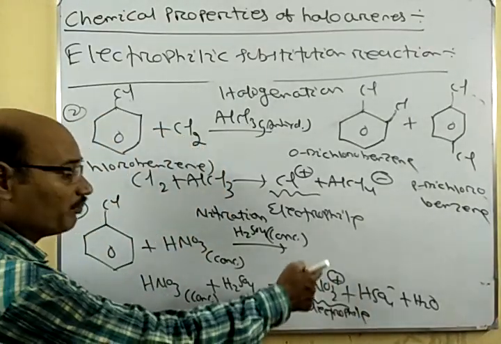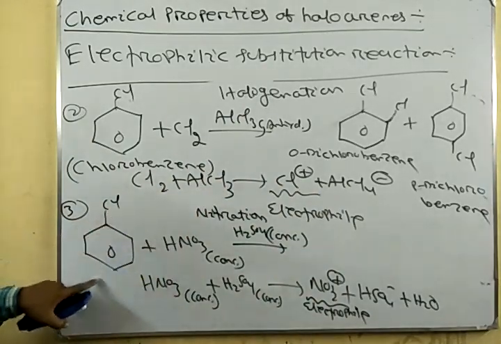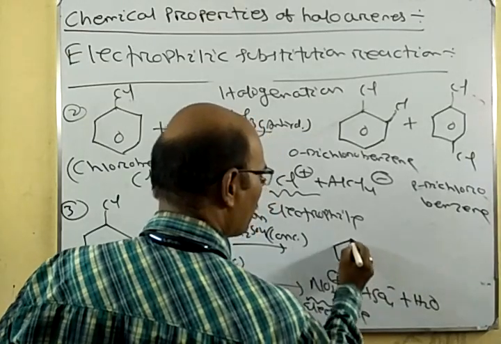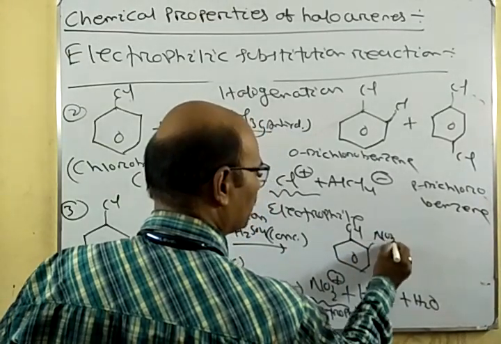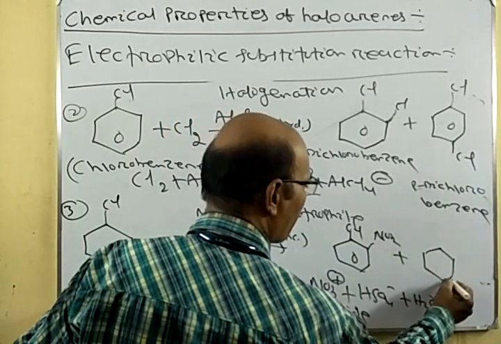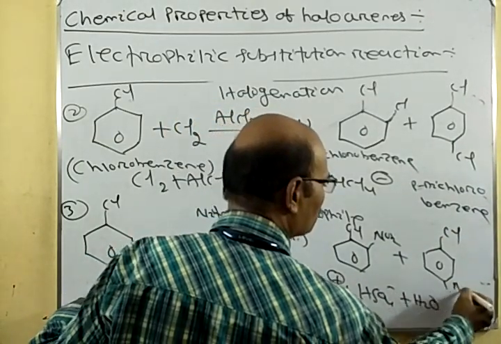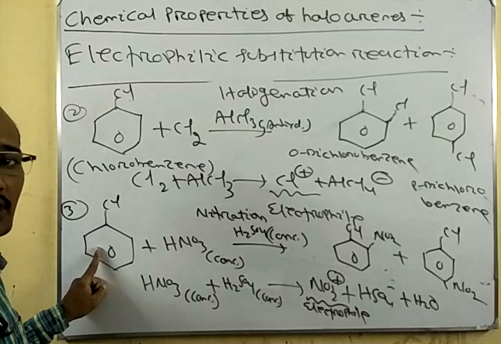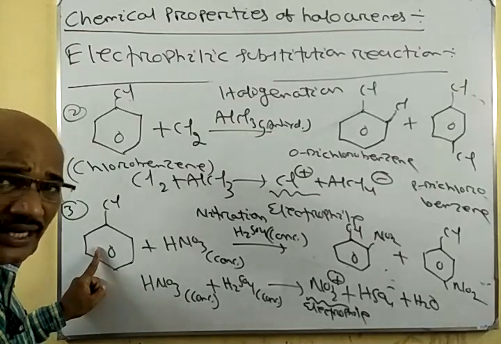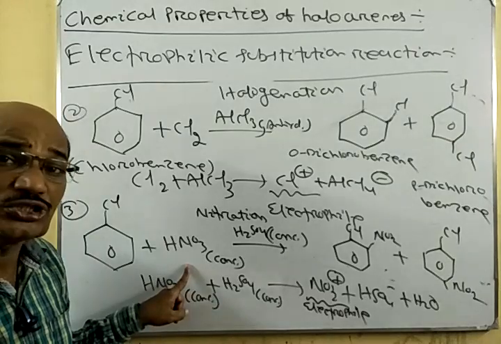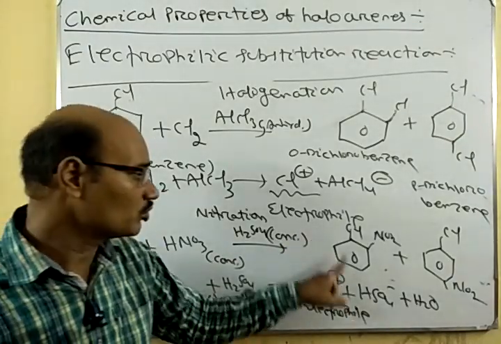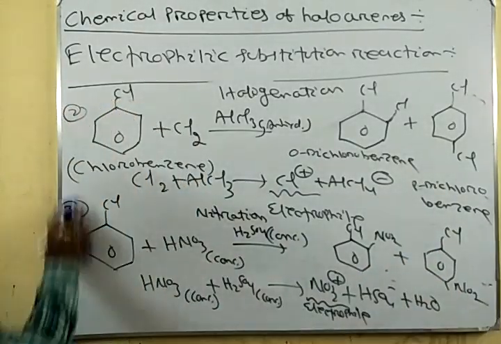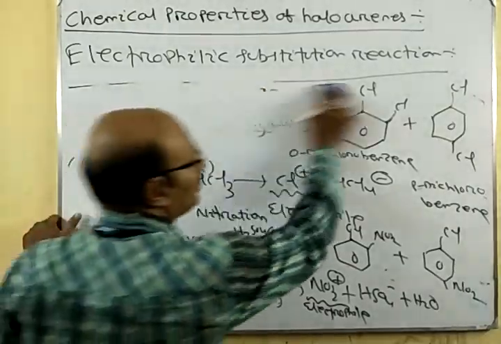Now this electrophile will be substituted at the ortho and para positions of the chlorobenzene. So what will you get? Cl with NO2, and Cl with NO2 at the para position. When chlorobenzene undergoes nitration with concentrated nitric acid in the presence of concentrated sulfuric acid, then ortho-chloronitrobenzene and para-chloronitrobenzene are formed. Okay, next we will go for sulfonation.